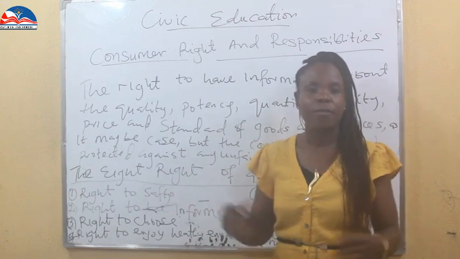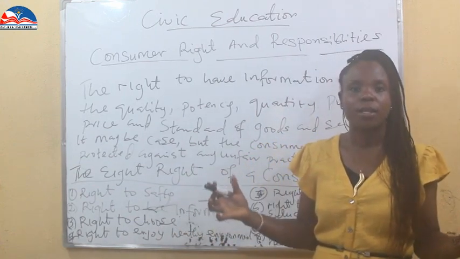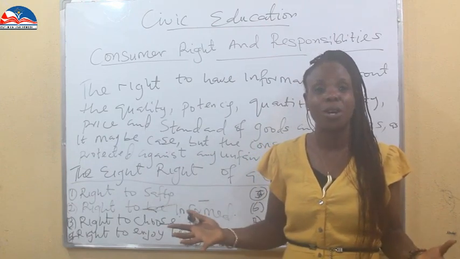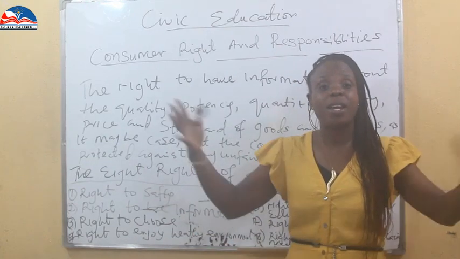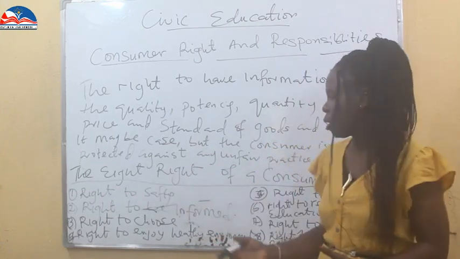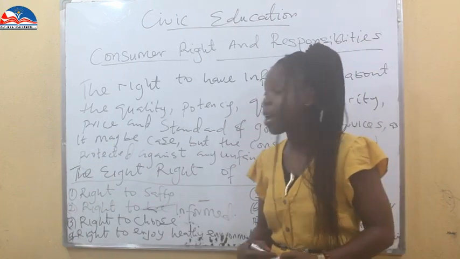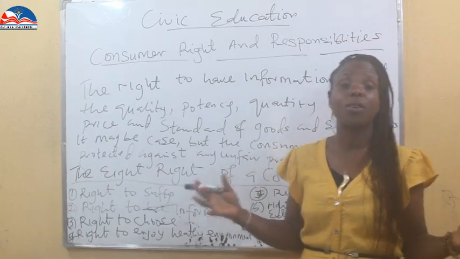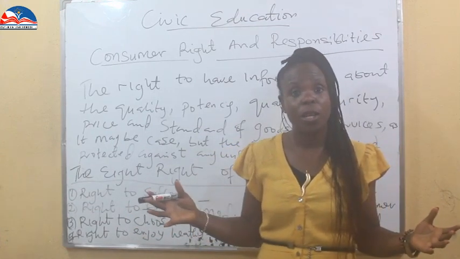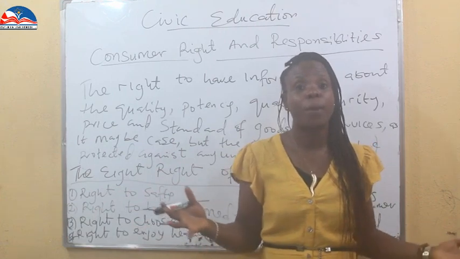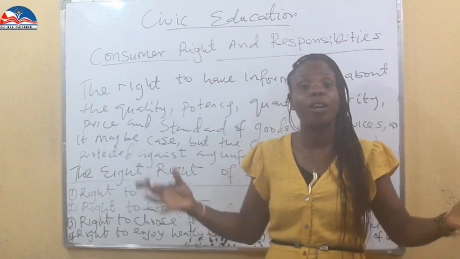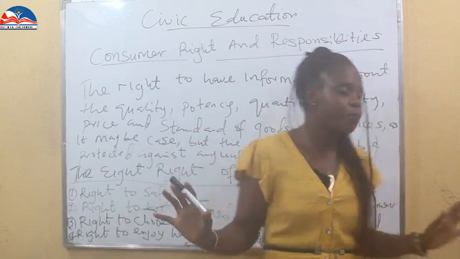Right to choice. There are a variety of products that consumers are exposed to, so they can choose whatever they want. We have different brands of milk. So among the many brands that we have, consumers have the right to choose what they wish to have. The next one is right to enjoy healthy environment. The environment the consumer buys things from must be healthy and okay for them. It must be a safe place where they come and buy something. It shouldn't be a place where their life will be placed in danger or the environment is toxic in nature.